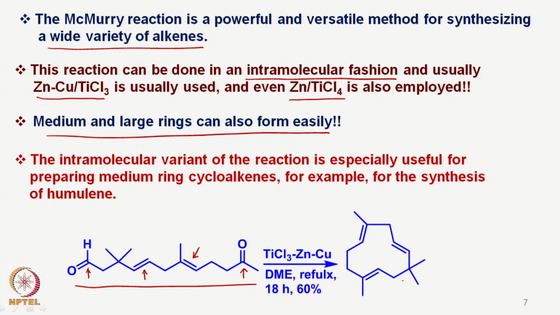As you can see, this is the path which has come, and this is the aldehydic carbon, and this is the ketonic carbon, and the rest of the double bonds and other parts of the molecule remain as they are. So this molecule is called humulene, and its synthesis has been done using McMurry coupling in a very easy way. Once we have the double bonds in a proper orientation, during the coupling we get the trans product in this particular case, where there is a medium size ring.